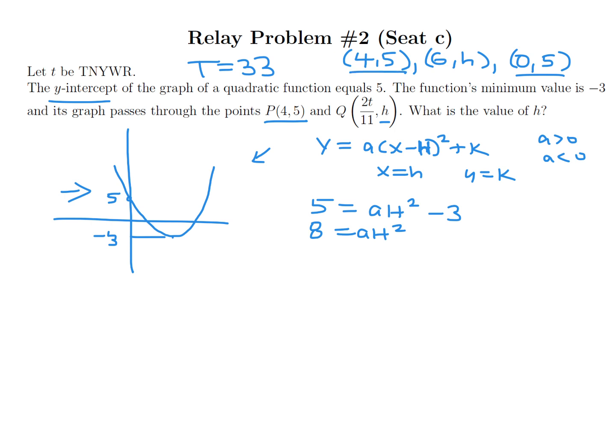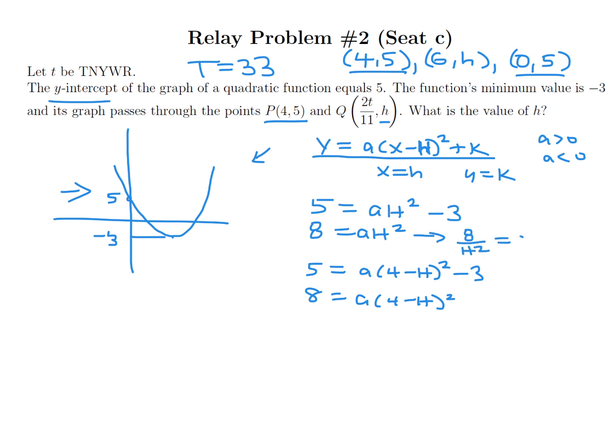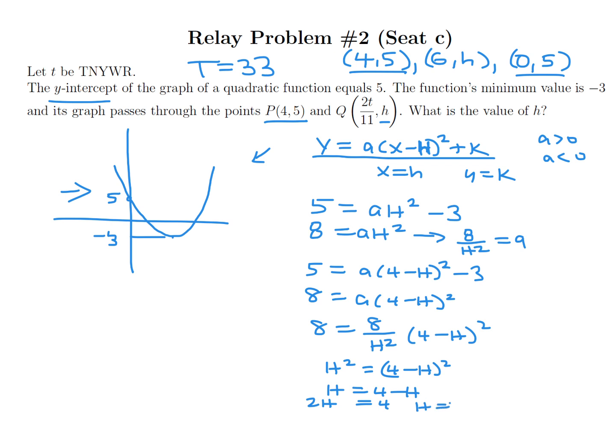I guess I have to choose another point and sub that into here. So when 5 is y, we have a 4 minus h squared minus 3. So again, 8 is equal to a 4 minus h squared. Okay, from here I can get that 8 over h squared is a, so I can plug that over here. This would be 8 over h squared, 4 minus h all squared. So that h squared is 4 minus h. And then taking the root, we get 4 minus h. And then 2h would be 4. H would be 2. Okay.